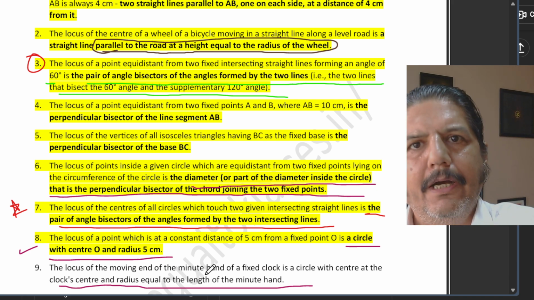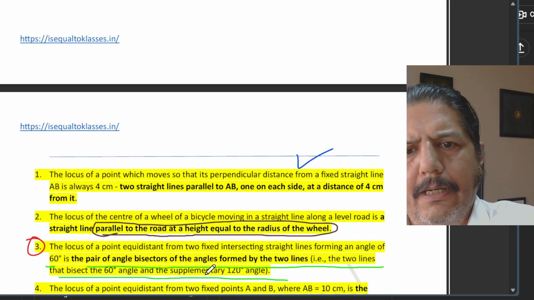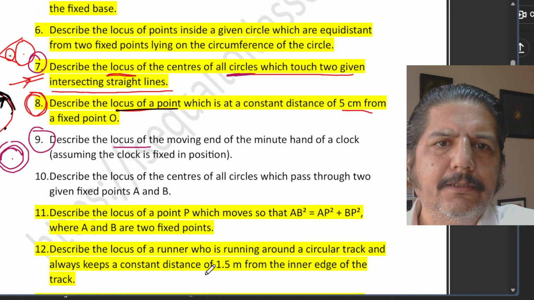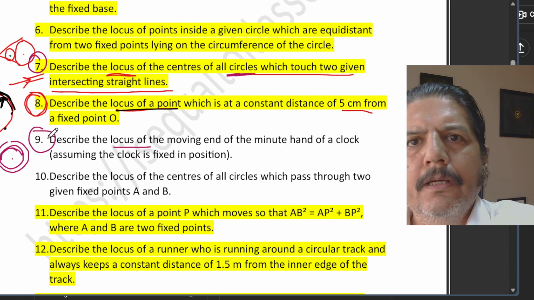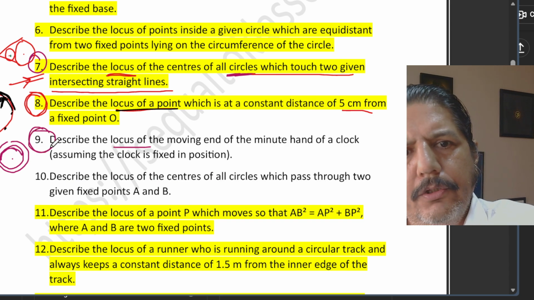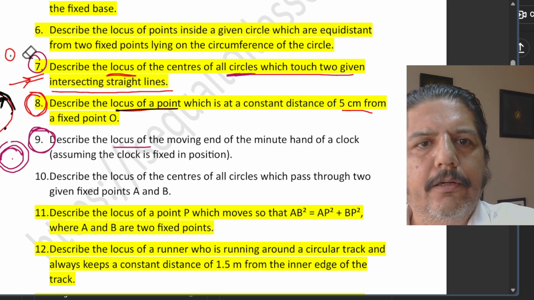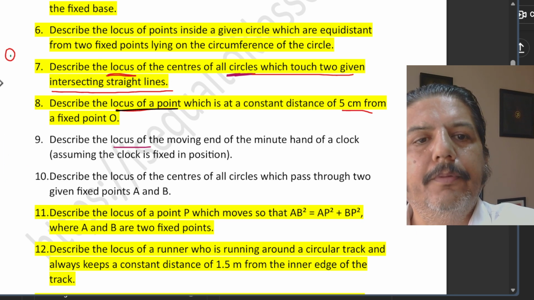So I'm giving the answers also. I'll share this PDF also. You can have a look at the answers also that you can write. So 8 and 9 are similar. And question 7 was actually similar to a previous question that we had done.